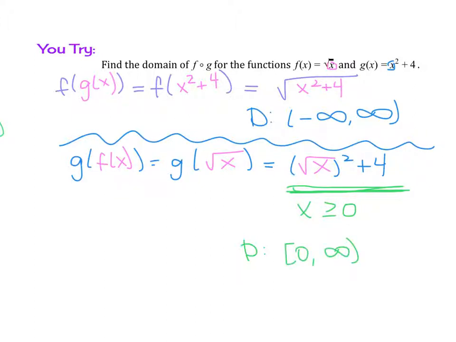So notice that it's different. In one case, we get -infinity to infinity for our domain, and for the second case, we get 0 to infinity. That is the difference with these two. We don't look at the beginning. Instead, we look at what our domain is right after we plug it in, and before we simplify.